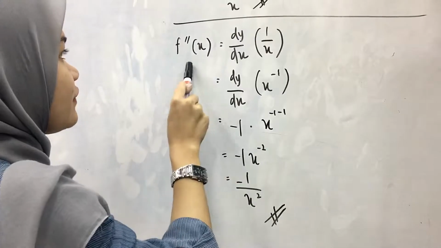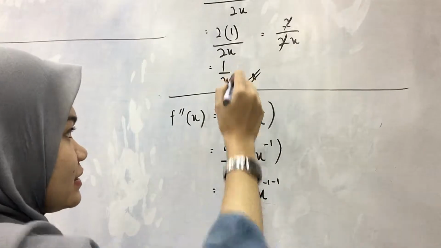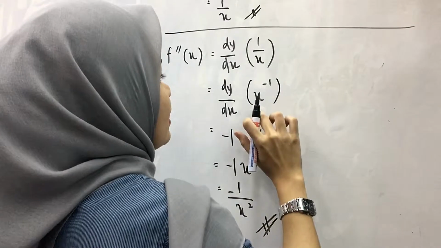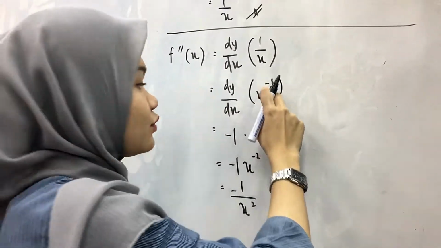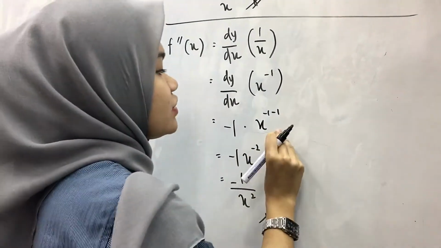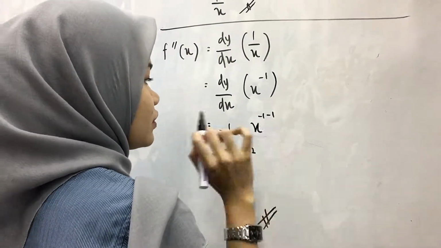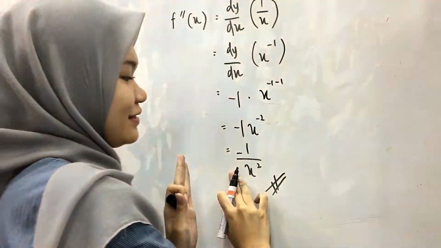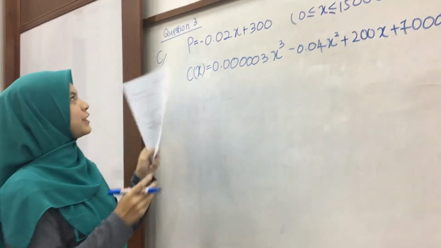Okay, for the second derivative, I take back this first derivative and I differentiate 1 over x. I write it in another way, x to the power of negative 1. So I just use the power rule. I take the power and put it in front. Negative 1 times x to the power of negative 1 minus 1, and then I get negative 1 x to the power of negative 2. And this I write in another way like this. Okay, that is question number 3.